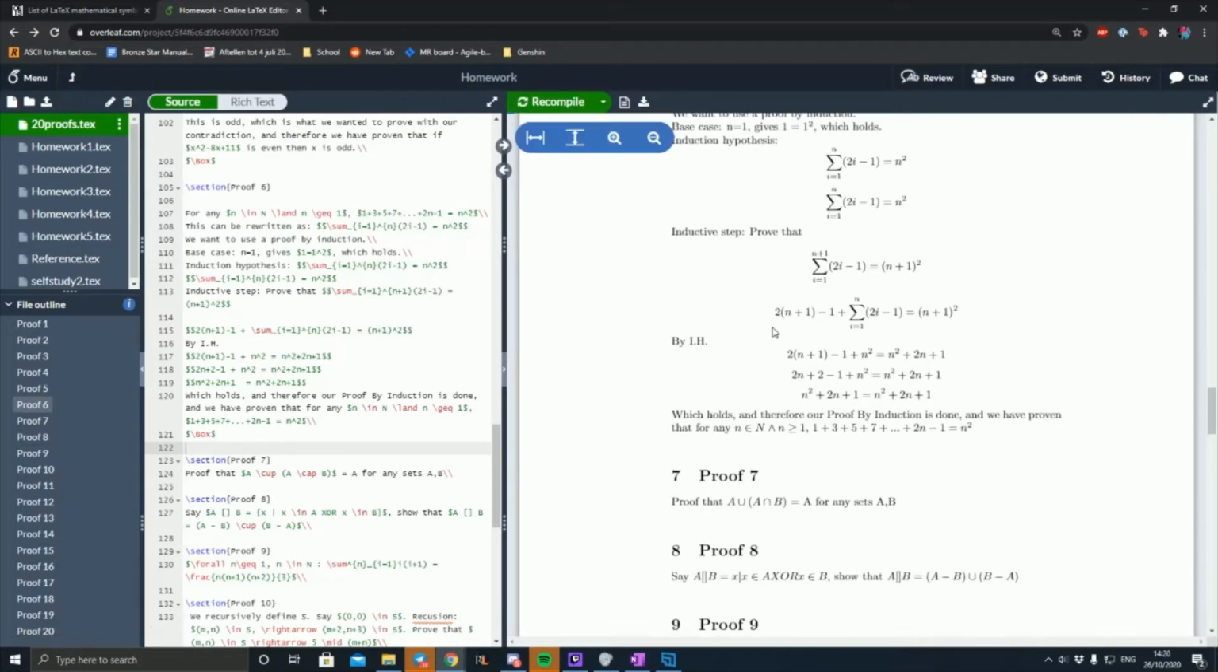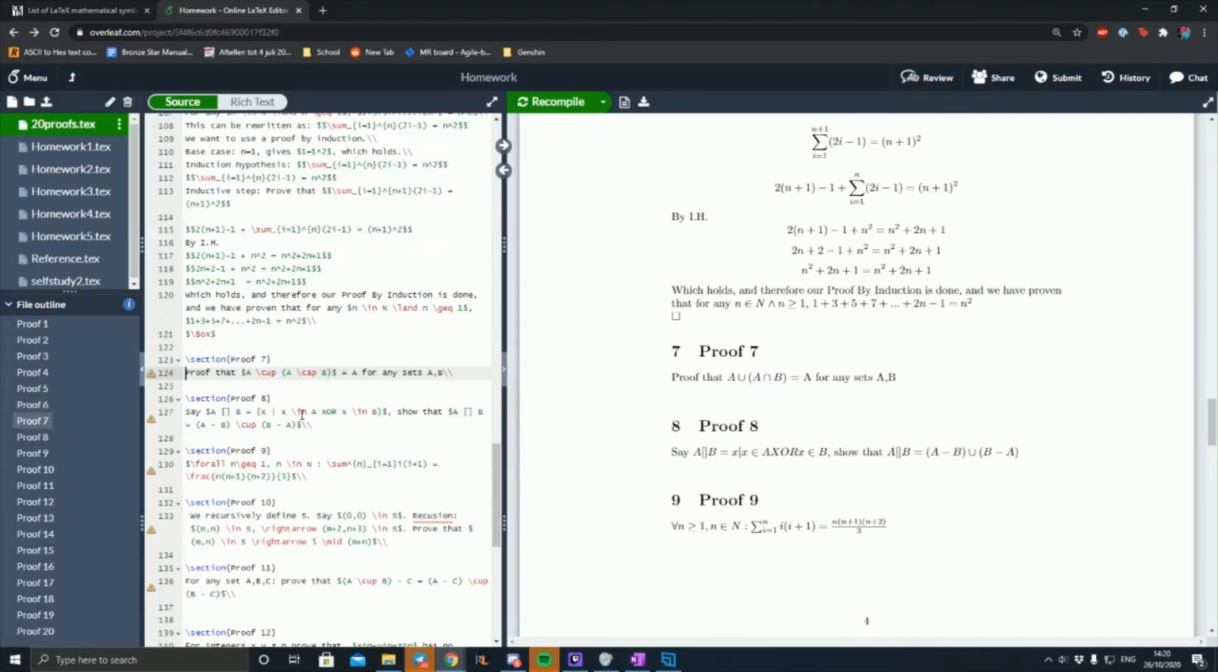That's nice. Ooh, we're starting our first proof with sets. Okay, so we want to prove that the... I'm so bad at what these symbols are called. Union and intersection. This one is union, and the other one is intersection. Right, the union of A and the intersection of A and B is equal to A for any sets A and B.